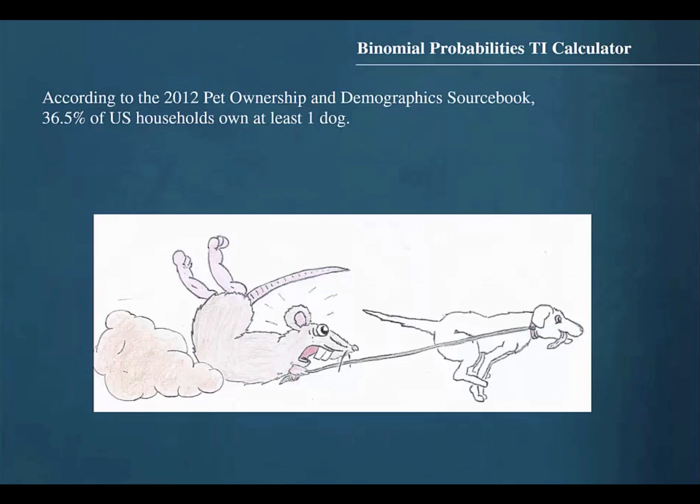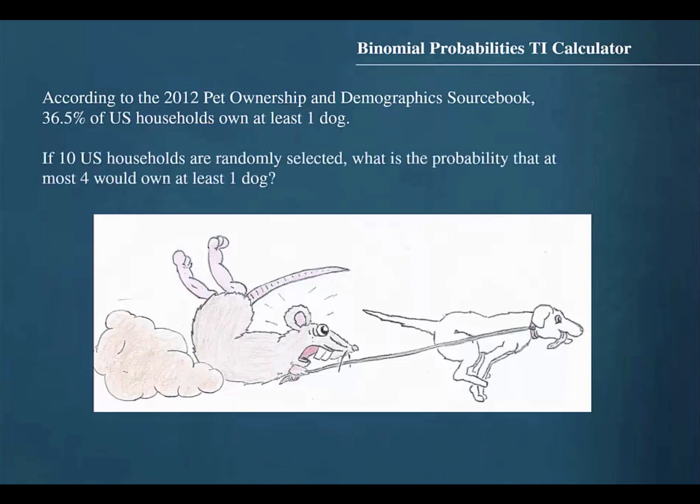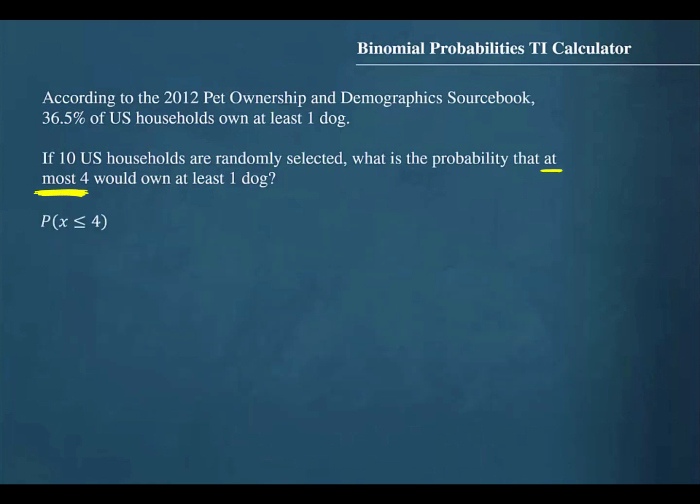36.5% of U.S. households owns at least one dog. If 10 U.S. households are randomly selected, what is the probability that at most 4 would own at least one dog? The probability that at most 4 would own at least one dog can be written in probability notation as the probability that x would be less than or equal to 4.